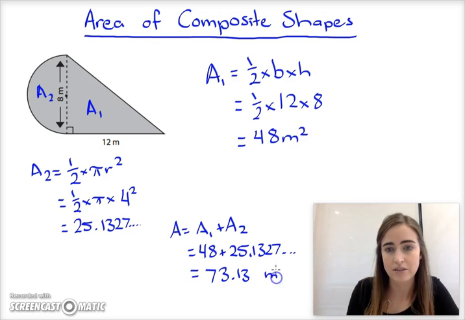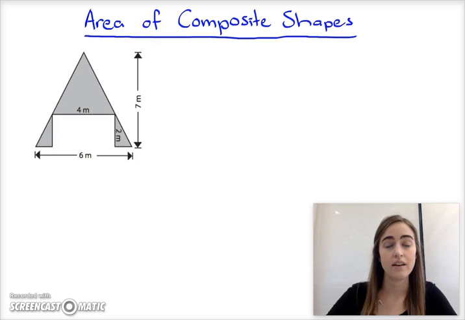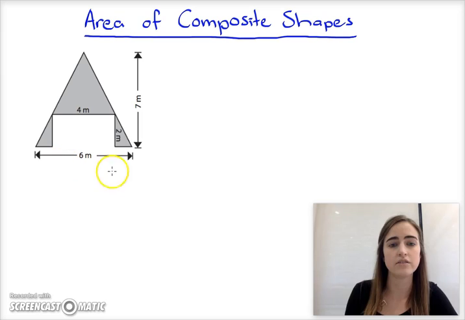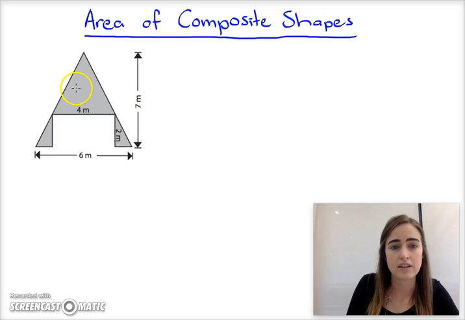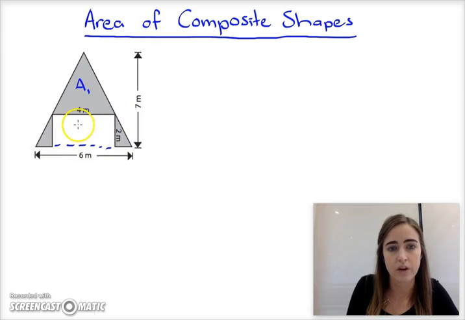73.13 meters squared. In our second example, we've got this triangle here and it's got this rectangle cut out of the bottom. So this time we're going to find the area of the triangle and the area of the rectangle, but instead of adding them, we're going to have to subtract. So let's still call the area of that whole triangle, as if we were looking at the whole thing, area 1, and we'll call the area of the rectangle that's been cut out area 2.